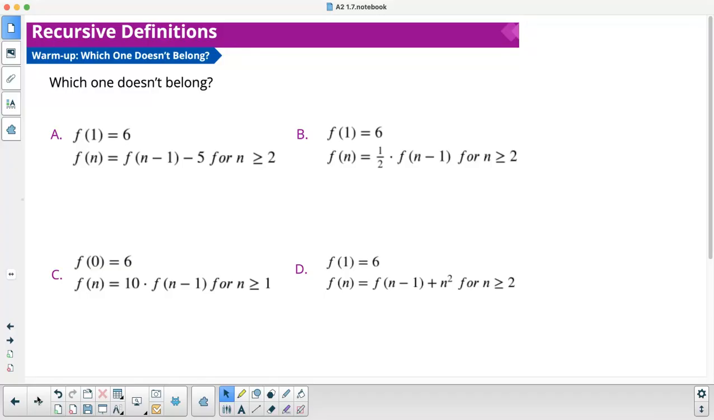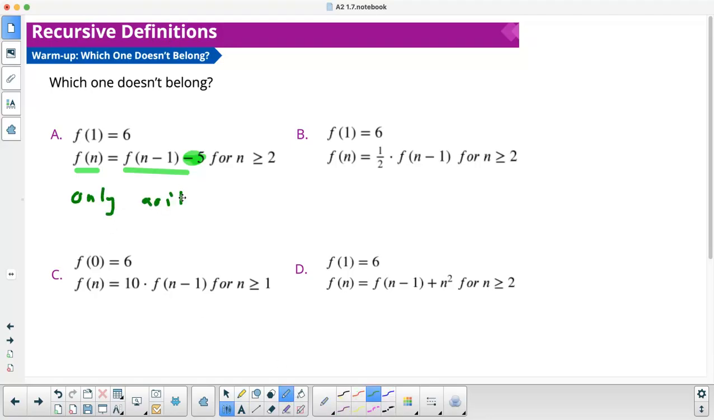All right, so as I take a look at this, A is the only one that's an arithmetic sequence. How do I know it's arithmetic? Well, when you look at this -5, remember, f of n is here. This is f of n minus 1. That means f of n minus 1 is the previous term before the nth term. So when I put the -5 there, that's the only one that's subtracting or adding a number to the previous term. So this would be the only arithmetic sequence.